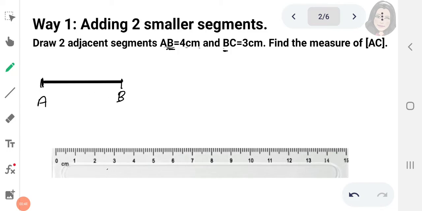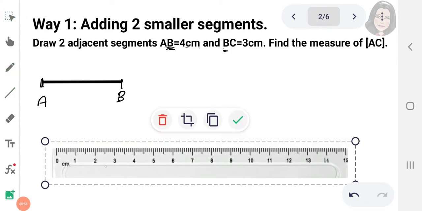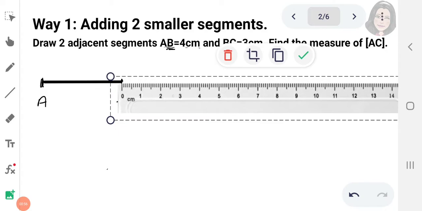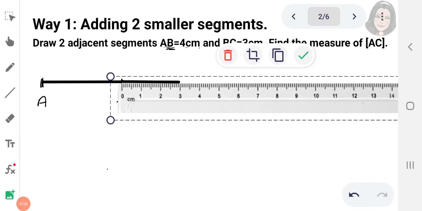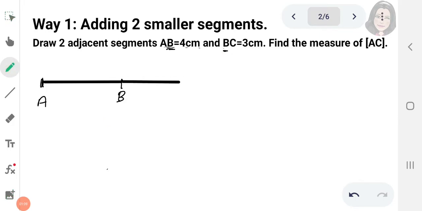After that, we need to draw the segment BC. So I'm going to take my ruler, but this time I'm going to put the 0 on point B. So putting the 0 at point B, I am going to measure 3 centimeters and I will draw the segment BC. That's the segment BC. After that, I'm going to call the endpoints of my segment, which are first point B, it's already there, and then point C.